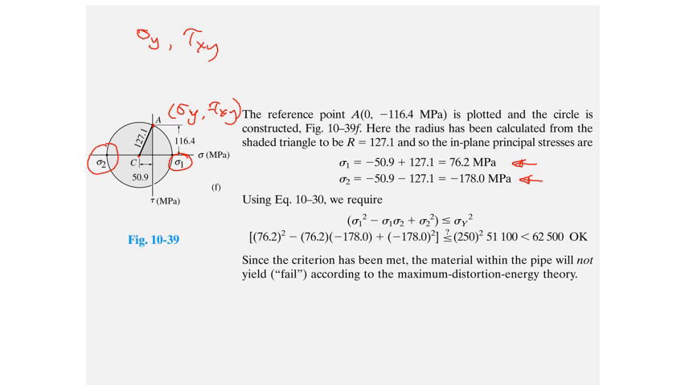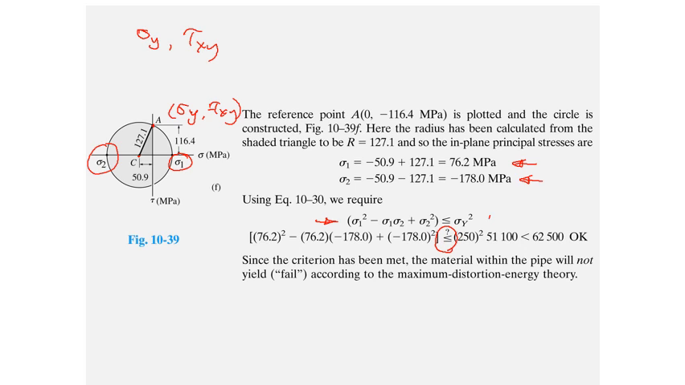From the von Mises or maximum distortion energy theorem, we have this equation: sigma 1 squared minus sigma 1 sigma 2 plus sigma 2 squared should be less than sigma yield squared. If it is equal, then it will start to yield, so it will fail. So that is the limiting value. We put in all the values for sigma 1 and sigma 2, and check whether it is really smaller than sigma yield squared.